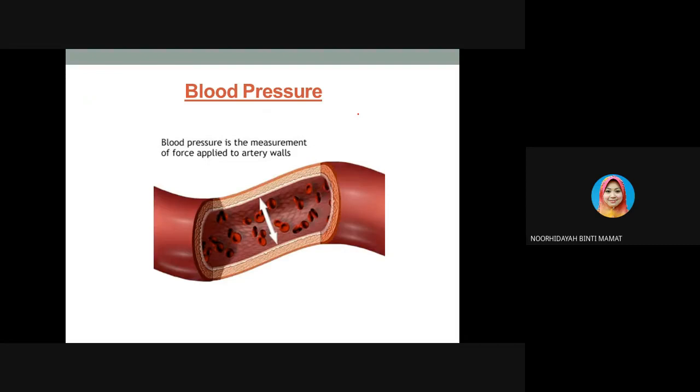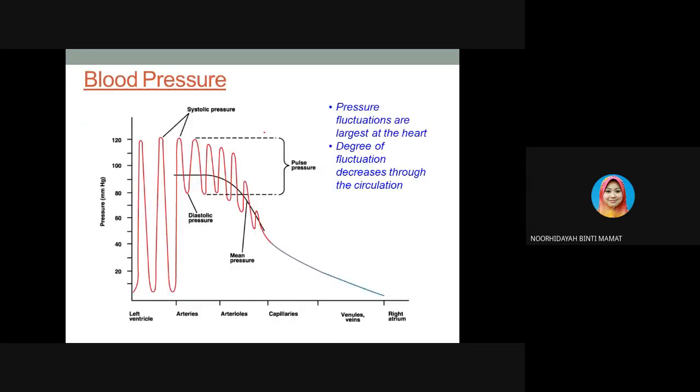All right. So we are talking about blood pressure. How do we measure blood pressure? Blood pressure measurement is the measurement of force applied to artery walls. The pressure fluctuations are largest at the heart, and the degree of fluctuation decreases through the circulation. We have the systolic pressure; in the previous lecture we talked about systolic pressure and diastolic pressure.